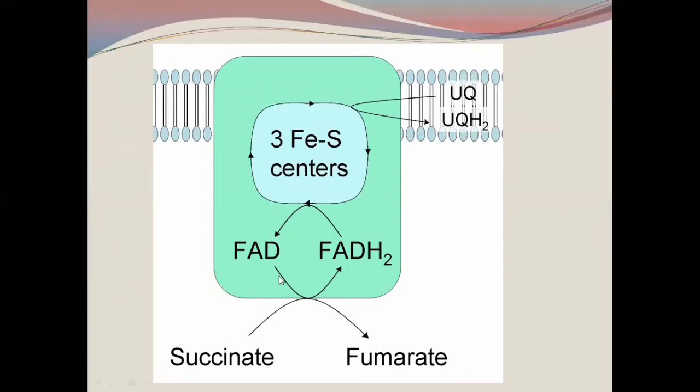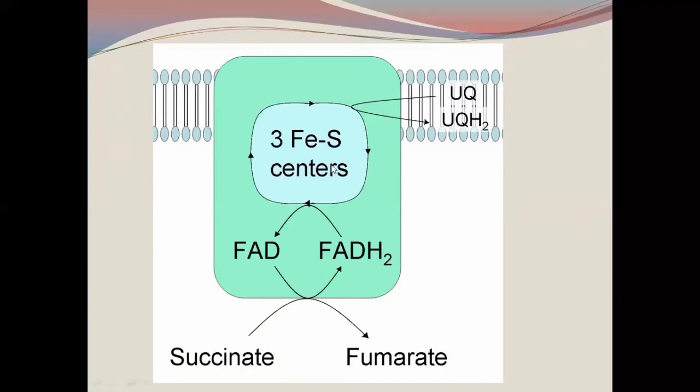Complex 2 consists of FAD and 3 iron sulfur centers, and cytochrome b is also present. So what will be the reaction when succinate from the Krebs cycle is converted into fumarate? As a result, this FAD is the structural component for this complex 2. If we compare this complex 2 with complex 1, in complex 1 the structural component was FMN.